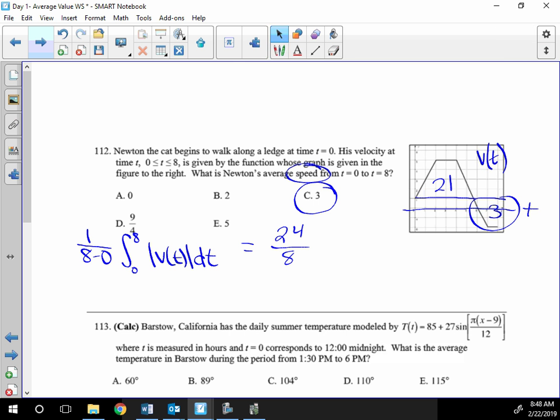Okay, so that's the basic of our average value. I wanted to show you something on Geometry Sketchpad, but I think I have to restart my computer for it. So while I'm restarting my computer, just keep working on this, because part of your homework is to finish these problems. So work on that while I restart my computer.